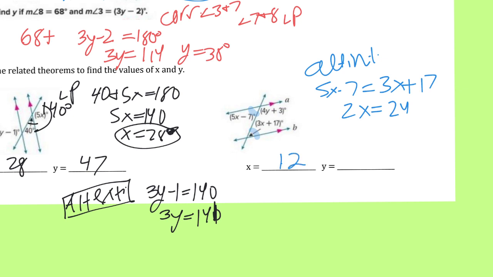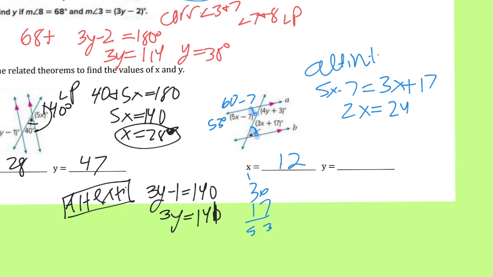Then the question is, do we need to use this to help us find the measure of y? And the answer is yes, we do. There's a couple ways to do this. I'm going to plug it into the angle we solved. 5 times 12 is going to be 60, and I'm going to subtract 7 from that, so this will be 53 degrees. If we check it by plugging it into this bottom angle here, 3 times 12 is 36, and if you add 17 to it, you get 53 as well. So it does check. This angle up here will be 53, and this angle down here will be 53.